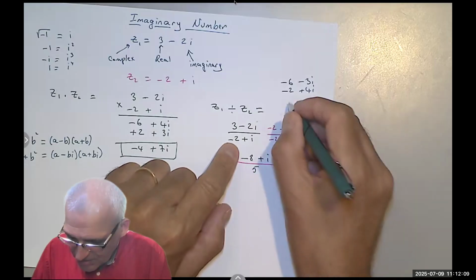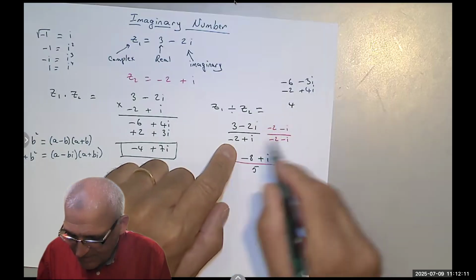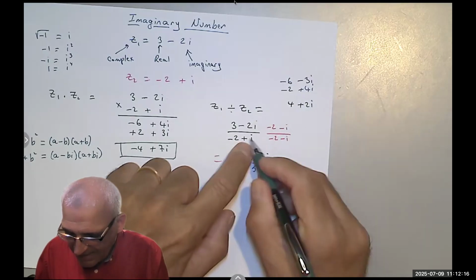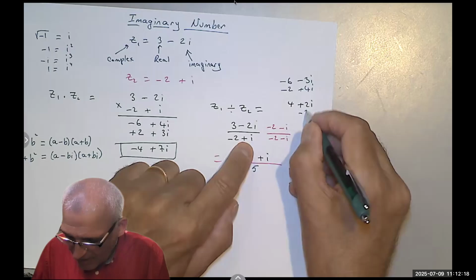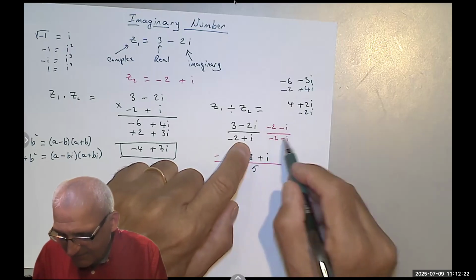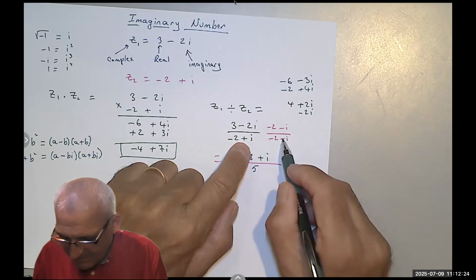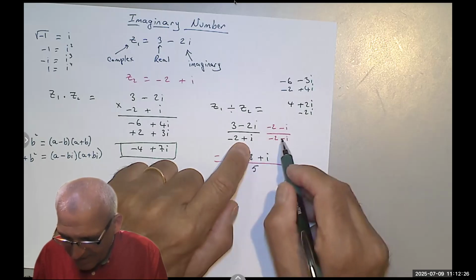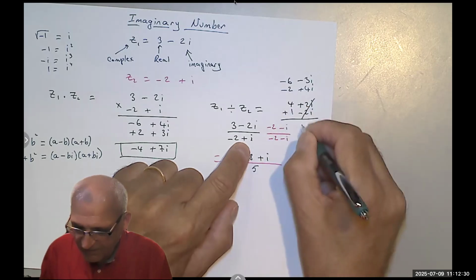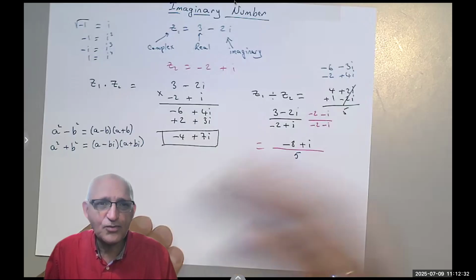-2 times -2 is positive 4. -2 times -2i is positive 2i. i times -2 is -2i. And i times -i, the negative, and i squared is -1, and negative times negative is positive, so +1. These two cancel, and you get 5. So it's a faster way to do it.